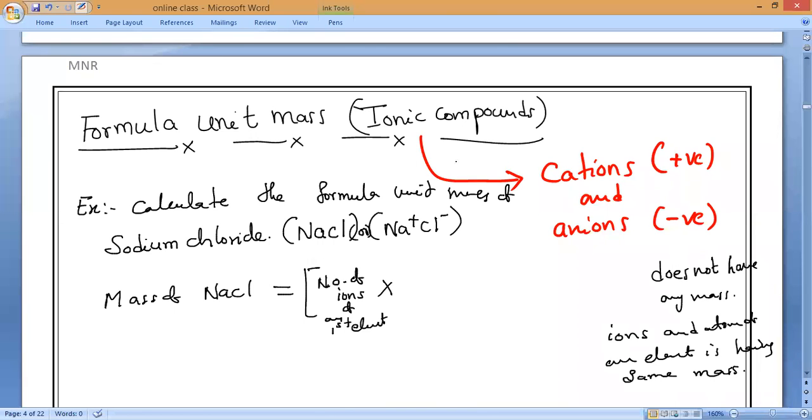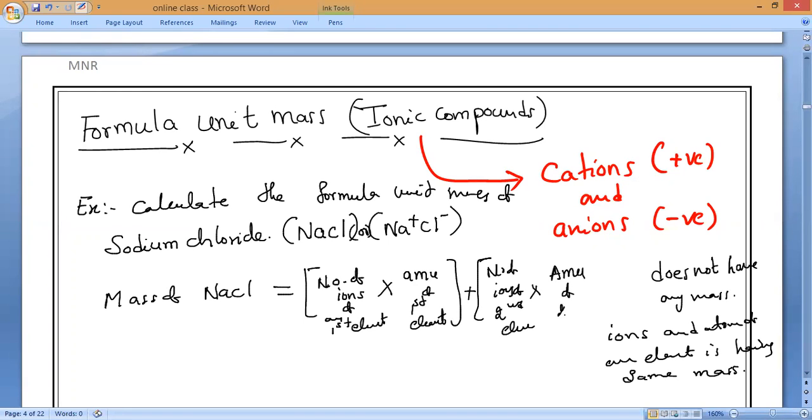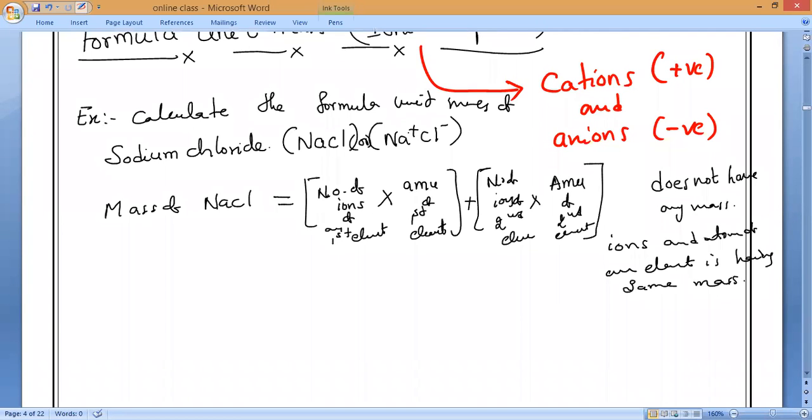The same thing: number of ions of the first element into the atomic mass of the first element, plus the same thing for the second element: number of ions of the second element into its atomic mass unit. That's all. The same formula will come. Because the ionic part does not have any charge value, now what is the number of atoms of the first element in NaCl?